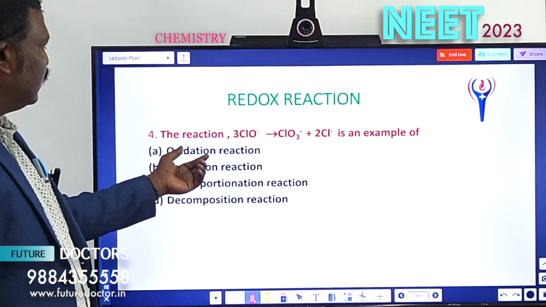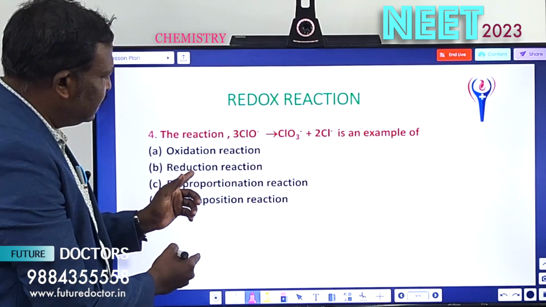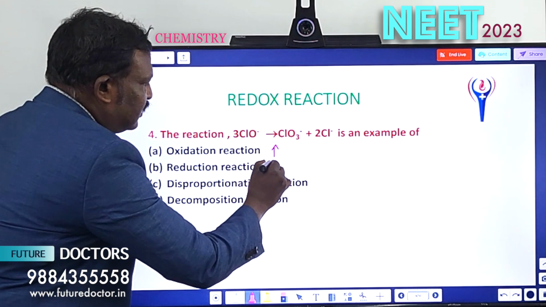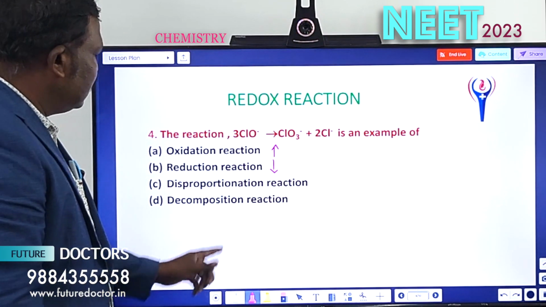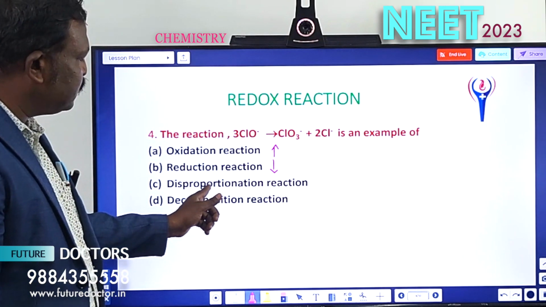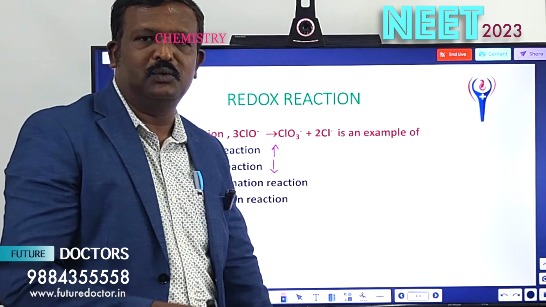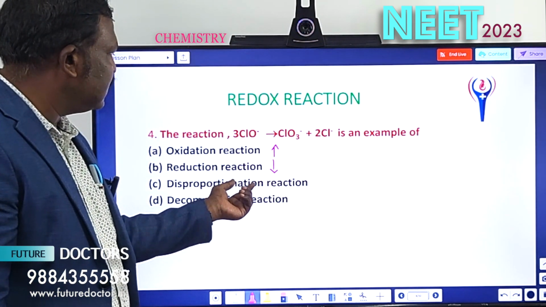Okay. So oxidation reaction means oxidation number increases. Reduction reaction means oxidation number decreases. Here, what is a disproportionation reaction? It means the same species can be oxidized as well as reduced.